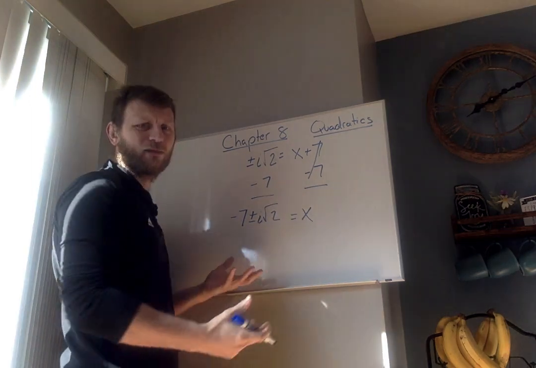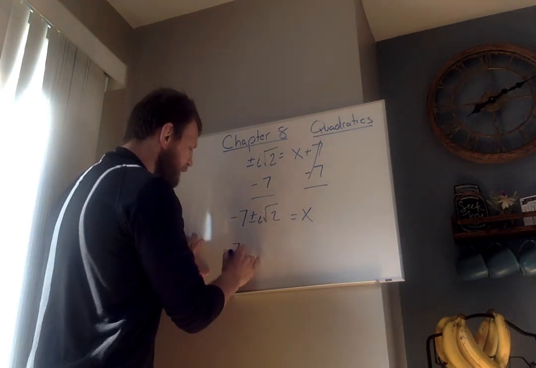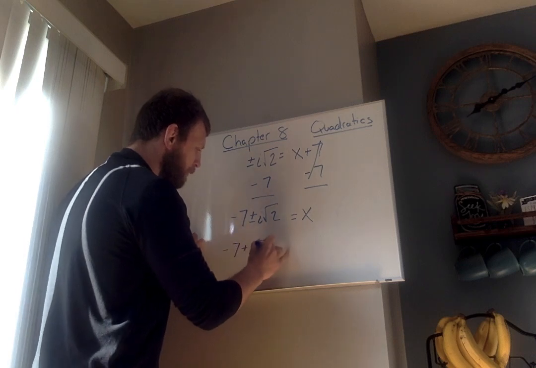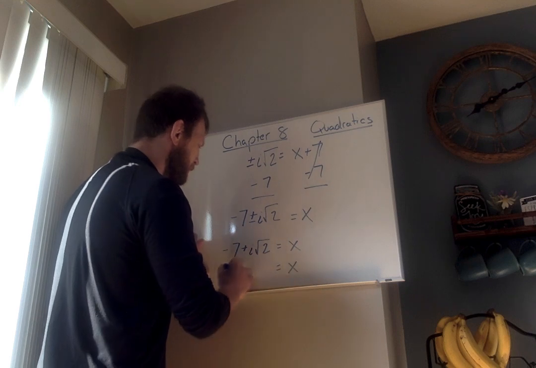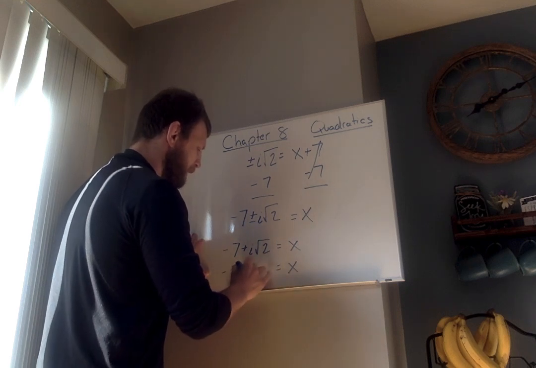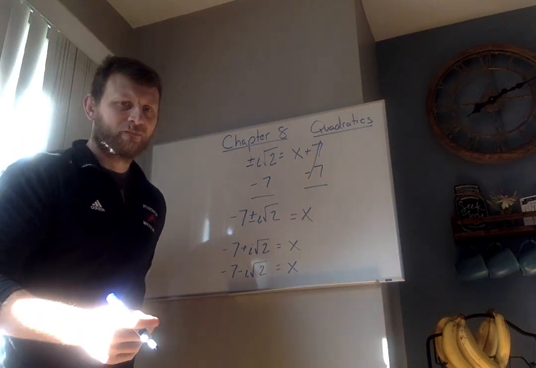And I like this. This looks real clean to me. My 2 answers are -7 plus i root 2 equals x. And I have -7 minus i root 2. So there's my 2 answers.